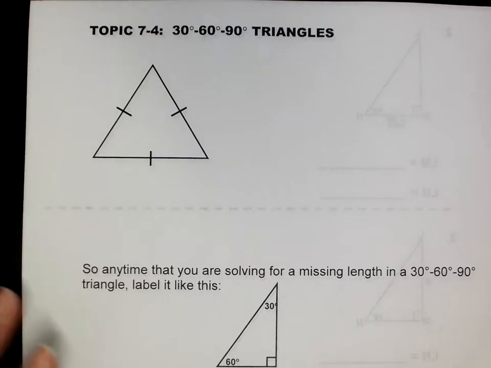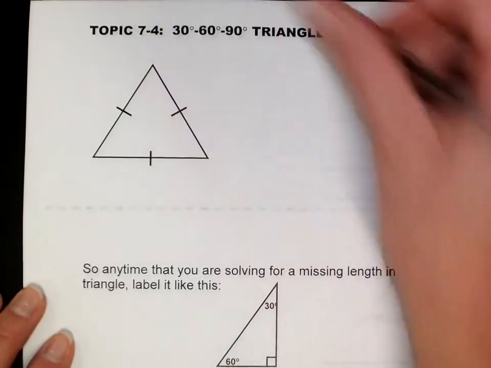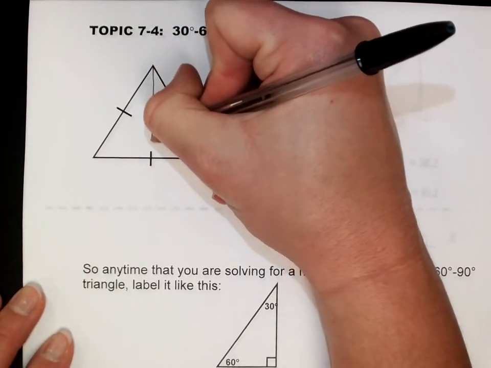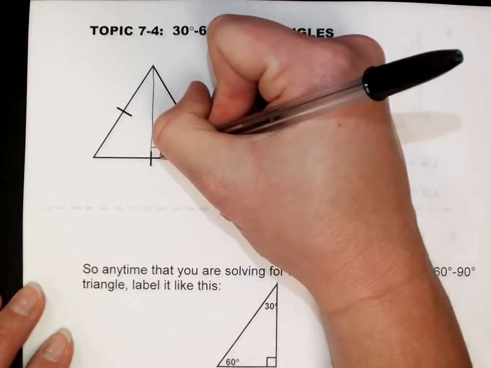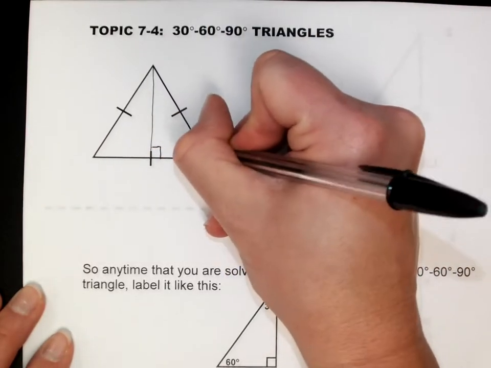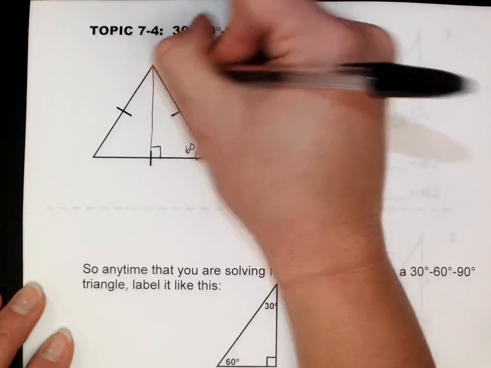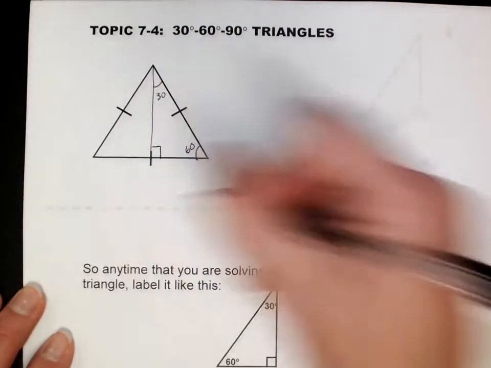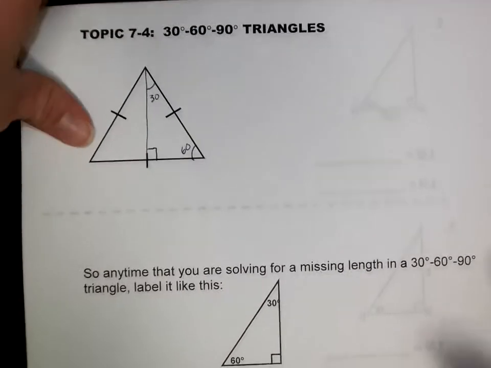But they typically happen when you have an equilateral triangle and you're looking at one half, because this right here is going to make a 90-degree angle. If you remember from equilaterals, all your sides are equal and all your angles are 60, so if I cut that one in half, this is just 30, and here's your 30-60-90. Okay?